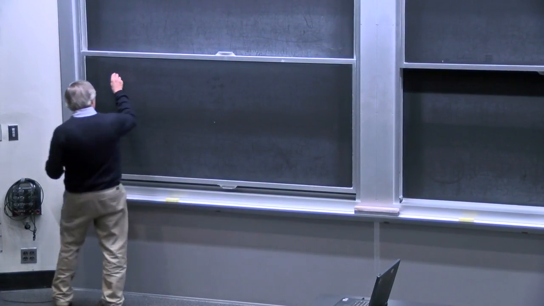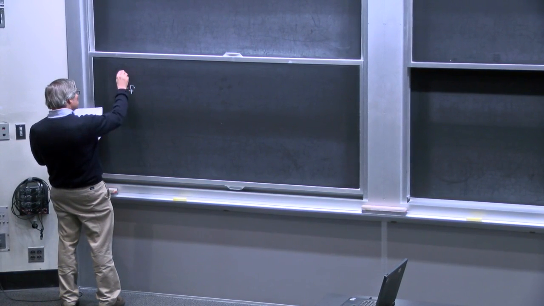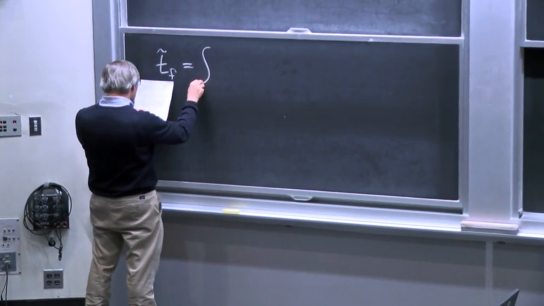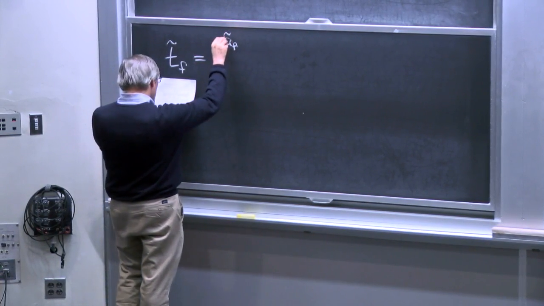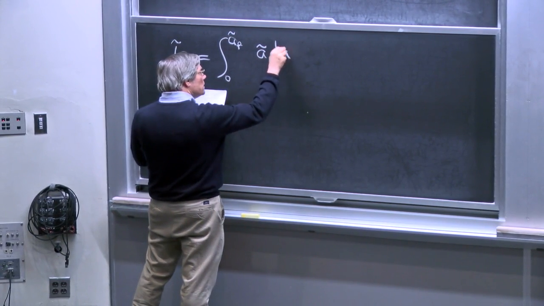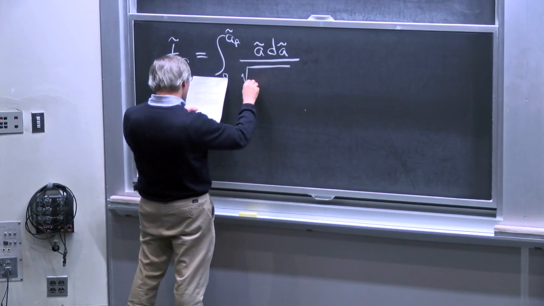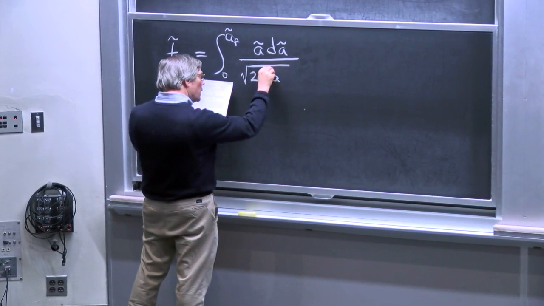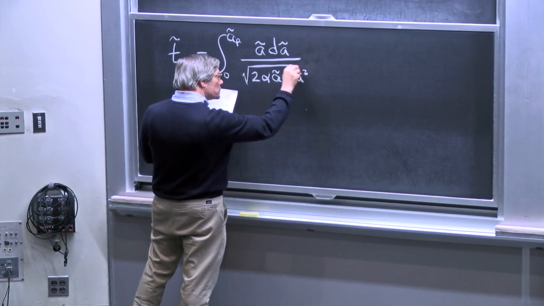OK, so I'll write on the blackboard the same equation we have up there so we can continue. T twiddle f is equal to the integral from 0 to a twiddle sub f, a twiddle dA twiddle over the square root of 2 alpha a twiddle minus a twiddle squared.